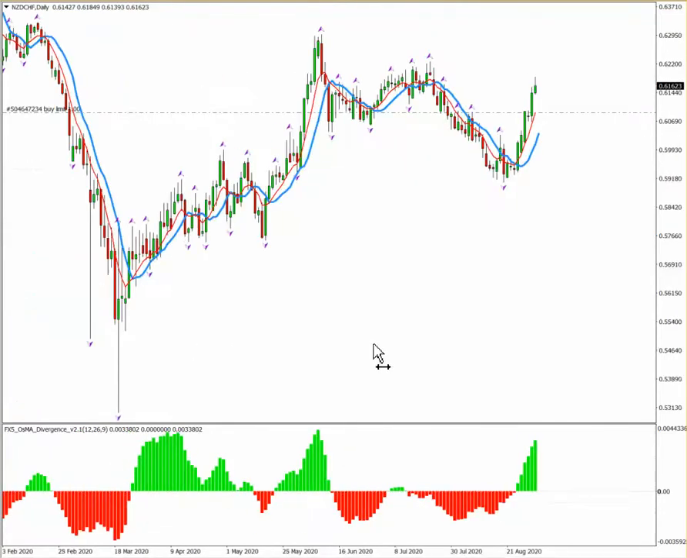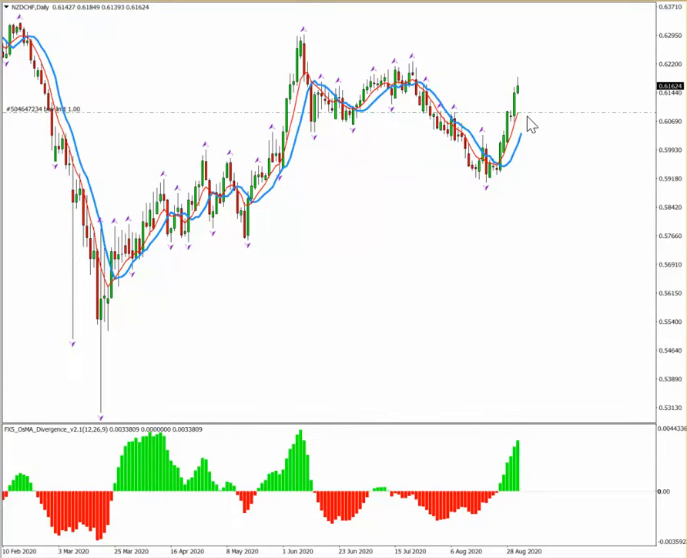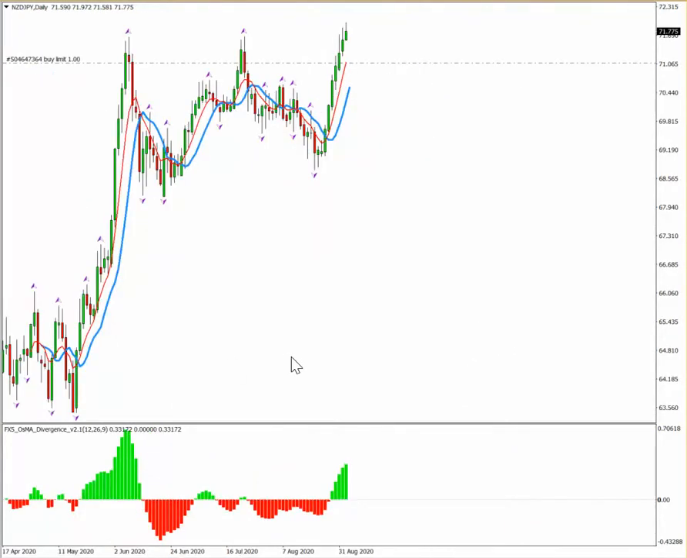We get a buy limit order on Kiwi Swissy, still waiting. Got a Swissy Japanese yen, keeps shooting up. We may completely miss this move. We don't care.